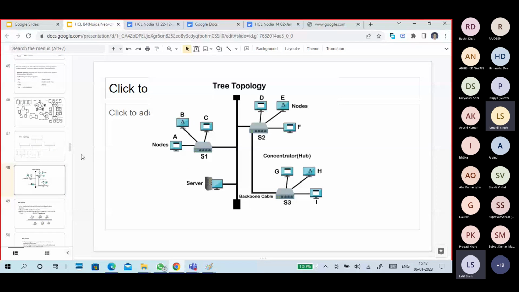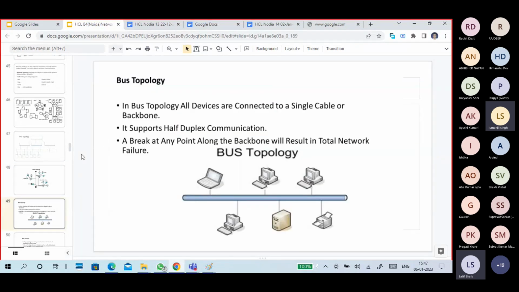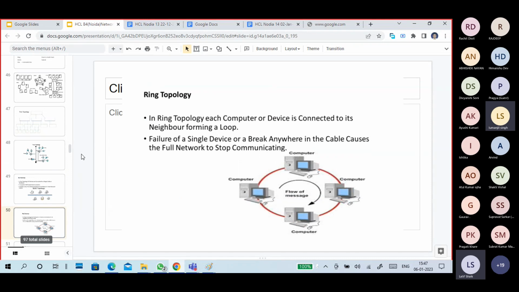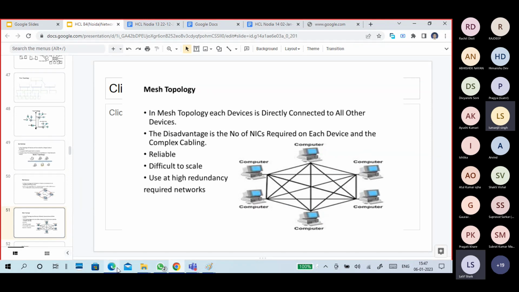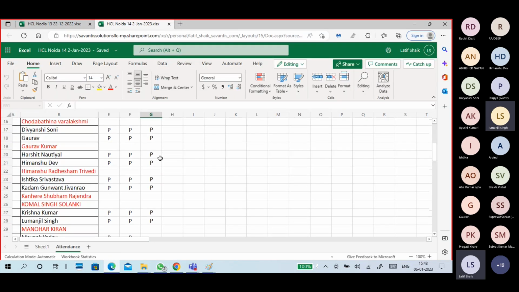So next one, you have notes here. You can try to read it from these PPTs. I think now this is working.